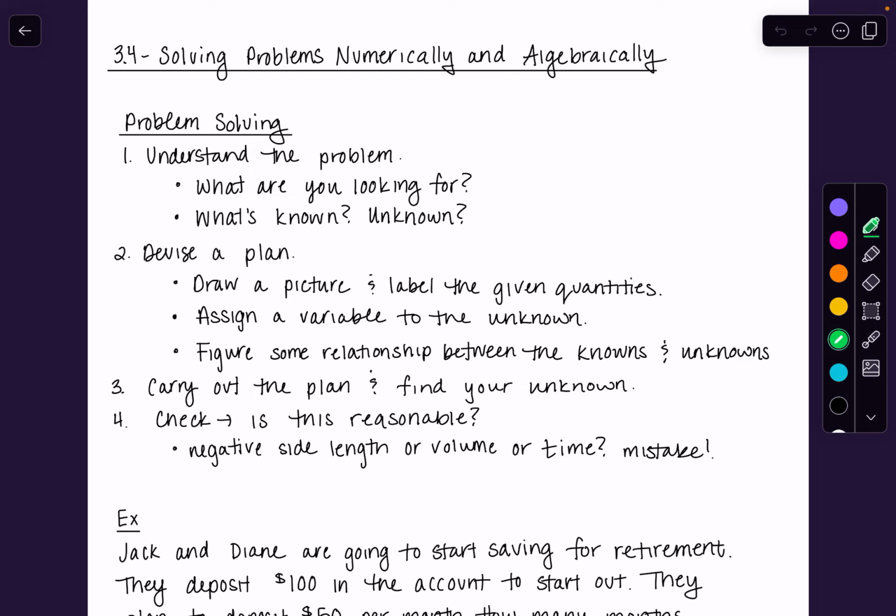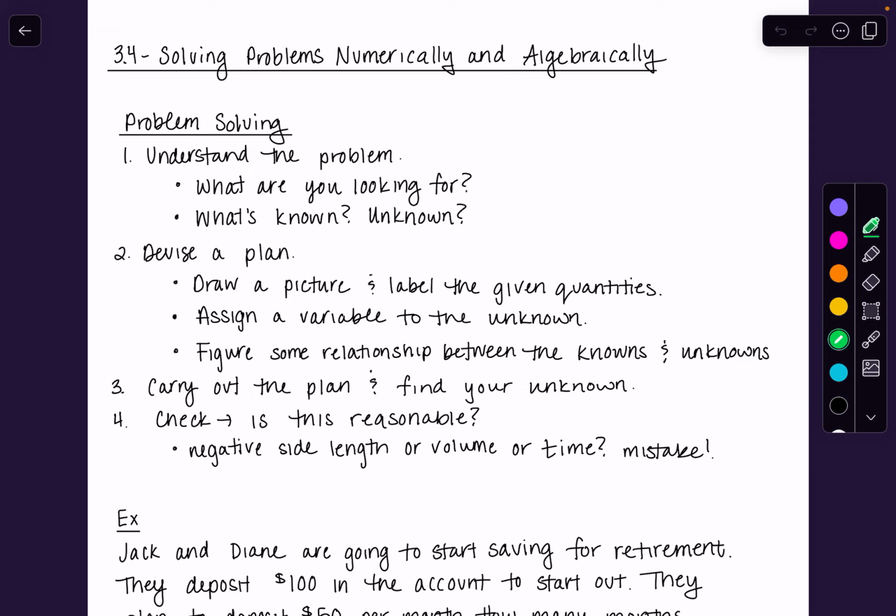So once you have that picture or those words describing what's going on, you're then going to find some type of relationship between everything. So whether it's setting up a perimeter, whether it's setting up an area formula, any of these given pieces. Once you set up this equation, which is that relationship, you want to go ahead and find the unknown for that equation.